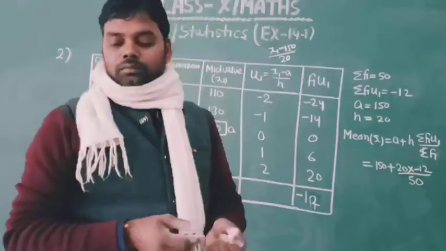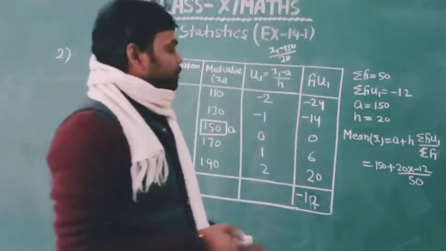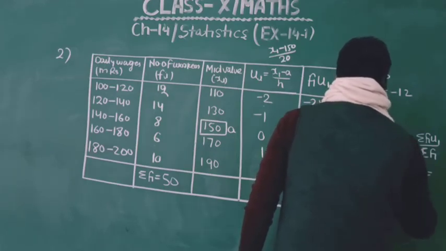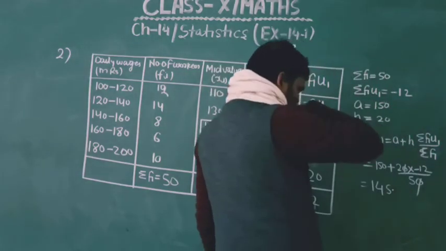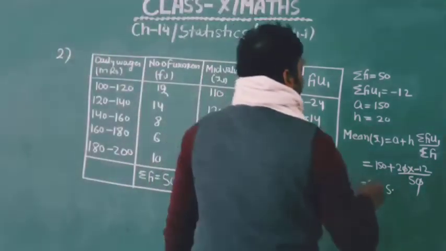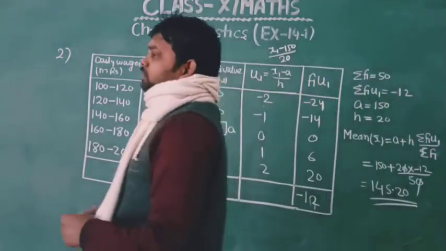After simplification we get 145.20. This is the required mean of the given question.